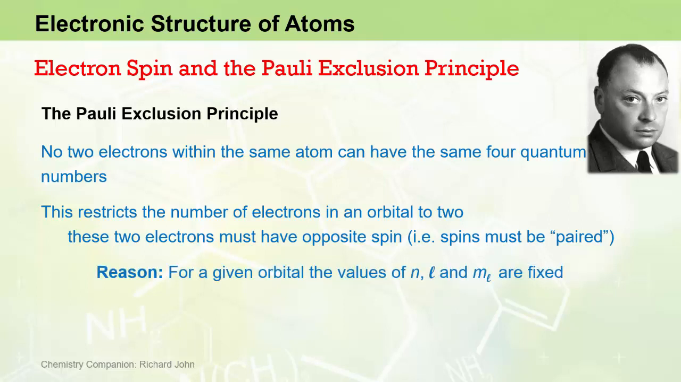The reason for this is that for any given orbital, the values of n, l, and ml are fixed, and since ms, the fourth quantum number, can only take on two values, plus a half or minus a half, then we can only place two electrons into any one orbital, and one of them must be spin up and one must be spin down. If we try to put a third electron into an orbital, then we will be breaking the Pauli Exclusion Principle, as two of the three electrons will have the same four quantum numbers.